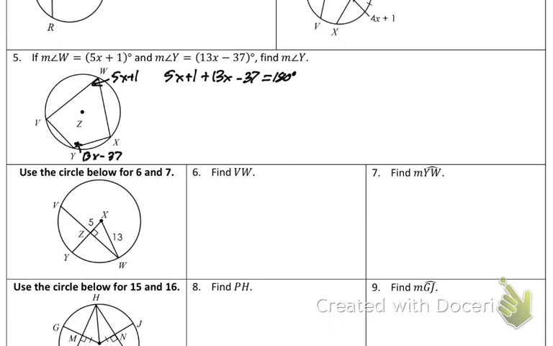So we should have 18x minus 36 equals 180. We'll add 36 to both sides. So we'll have 18x equals 216. How many times does 18 go into 216? I think it's like 12. X equals 12. I hear some people found a mistake. Now 12 is not our answer.